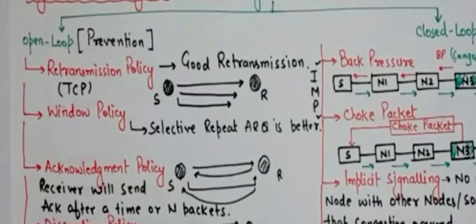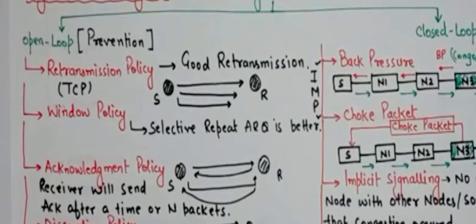Now here you can see what is meant by retransmission policy. A good retransmission policy needs to use TCP, Transmission Control Protocol. Here S and R are the source and receiver. First, I transmit a packet from source to receiver. Whether it has reached or not, I will wait for a certain time. If I do not receive any acknowledgement, then I need to retransmit my packet from source to destination. So this is called retransmission policy.